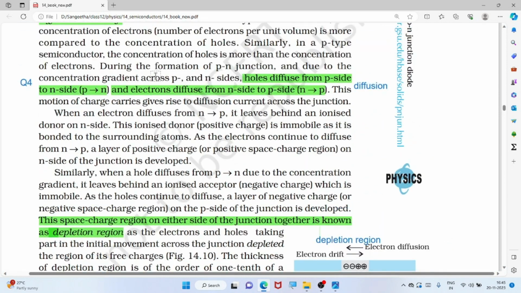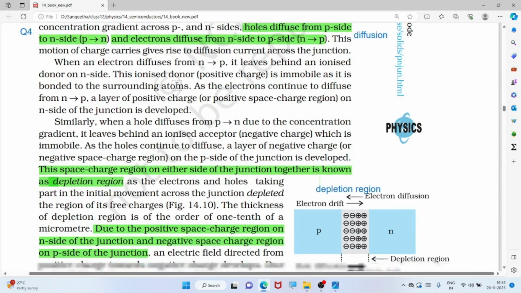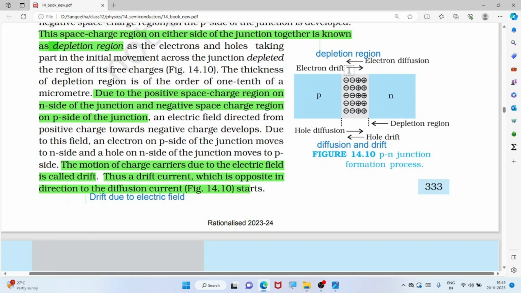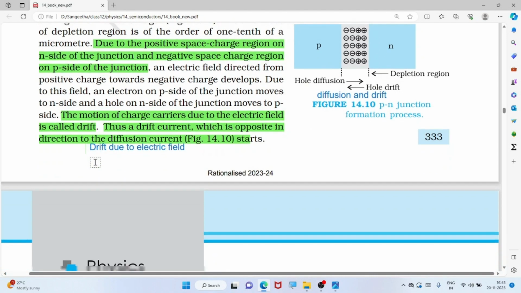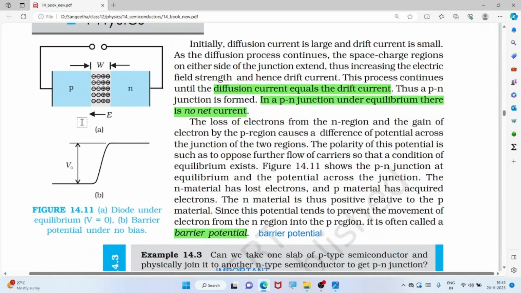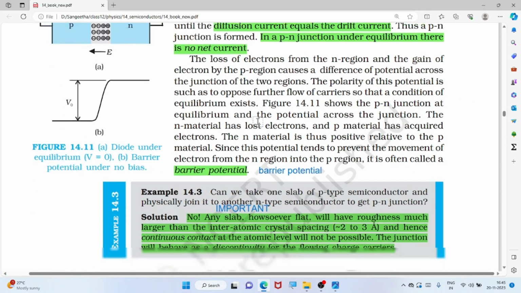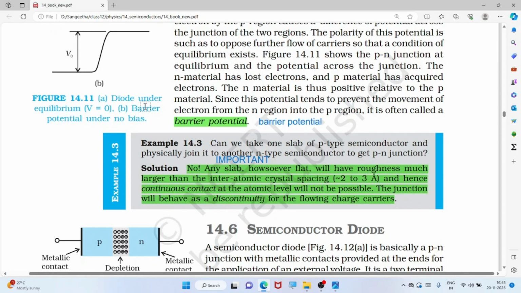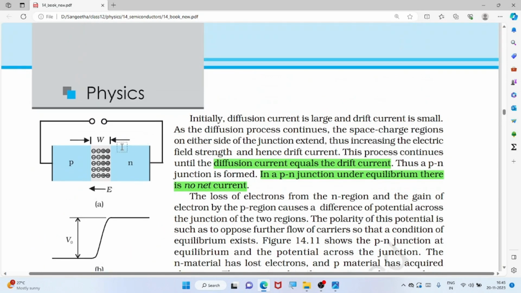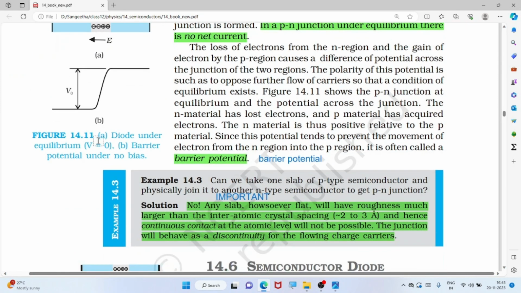Diffusion takes place because of the concentration gradient, the difference in hole and electron concentration. Drift is due to the electric field of the depletion region. There is a charge here and this generates an electric field. The drift of charge due to this electric field is called drift. That is called the barrier potential. The potential difference here is called the barrier potential.